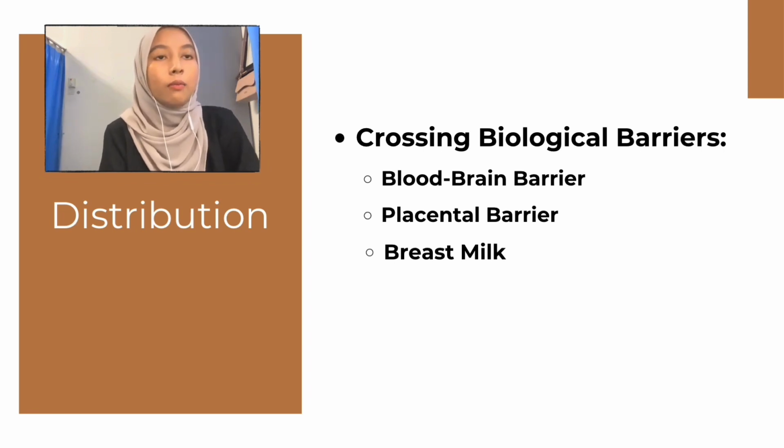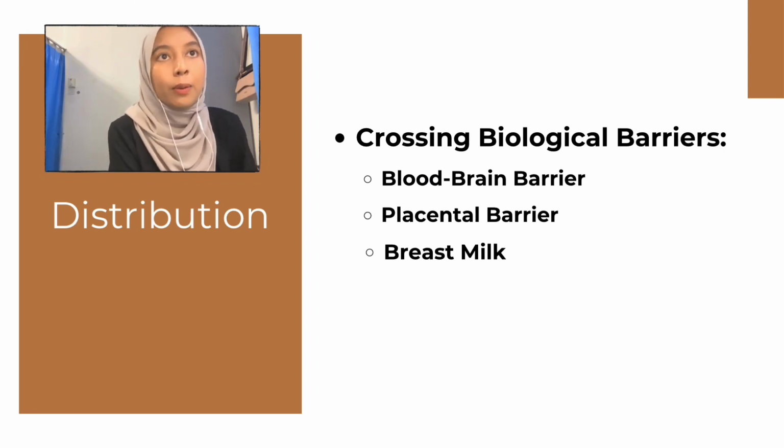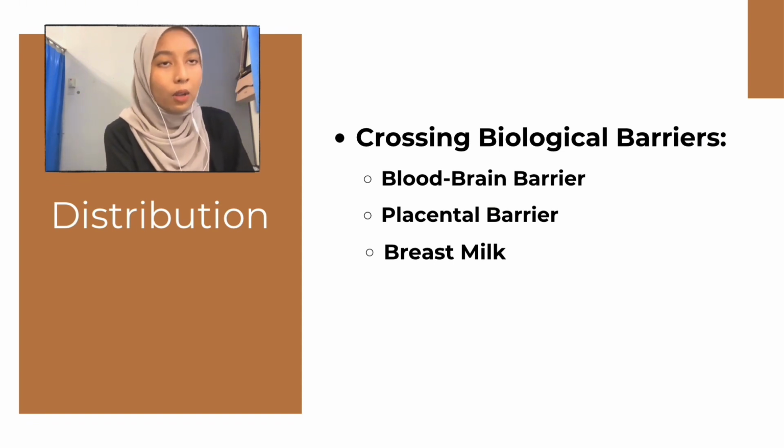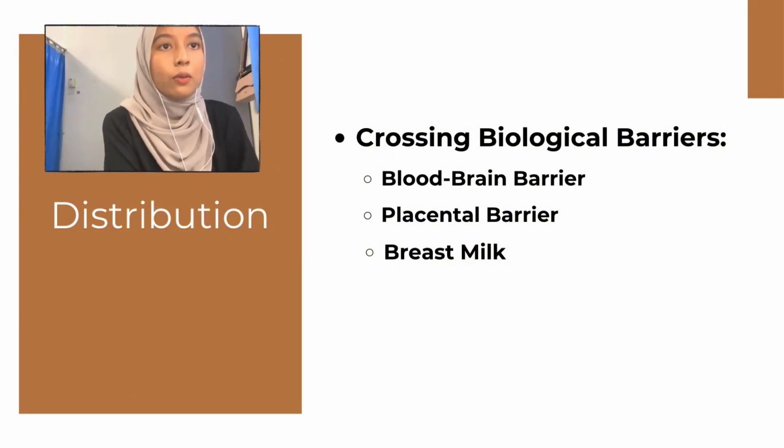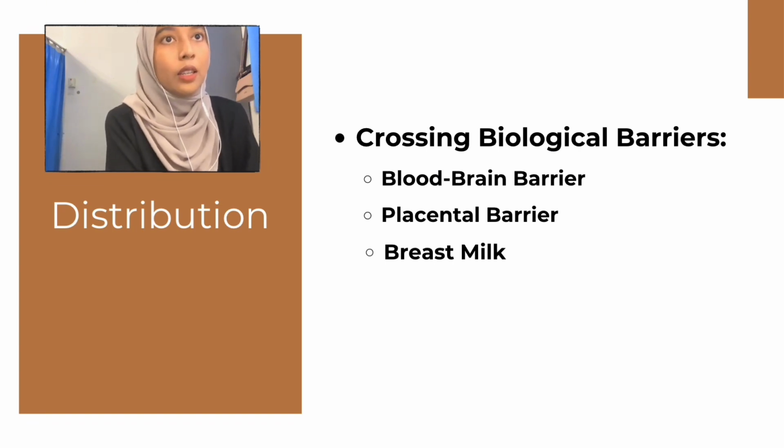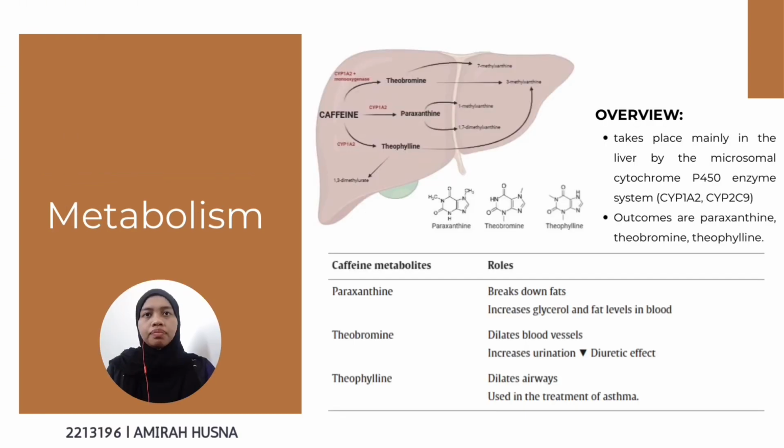Caffeine can easily cross the blood-brain barrier due to its lipophilicity and small molecular size. This ability allows caffeine to exert significant effects on the CNS, such as increased alertness and reduced fatigue by blocking adenosine receptors. Caffeine can also cross the placental barrier, which means that the caffeine consumed by pregnant women would affect the fetus. And also, it can be secreted into breast milk, which is why mothers need to be cautious about their caffeine intake as it can affect the nursing infant.